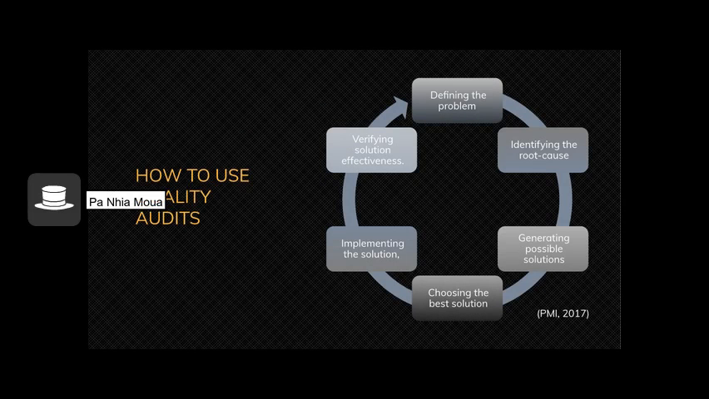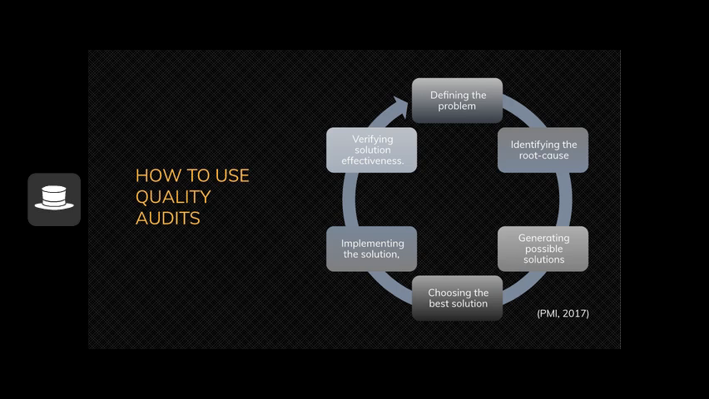How to use quality audits. The first step is to define the problem or the purpose of the audit. Step 2 is to identify the root cause or scope of the audit. Step 3 is to generate a possible solution and determine the audit team resources. Step 4 is to choose the best solution and identify the performance standards to be used.